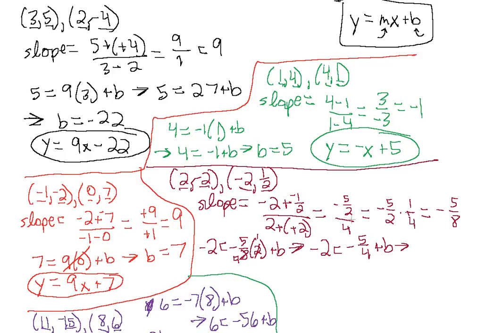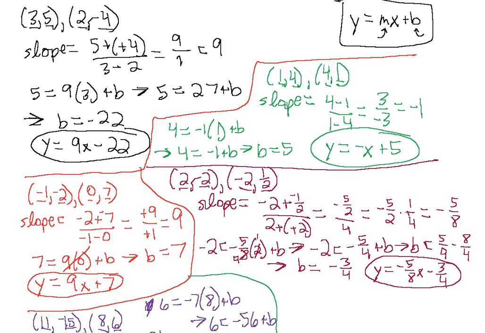We can add 5/4 to both sides, which gives us b equals 5/4 minus 2. Let's go ahead and convert this to minus 8/4, so we have a common denominator that we can subtract. And this will give us b equals minus 3/4. So now we have our slope and our b value. They're a little messy because they're both fractions, but we need to get used to this anyways. We have y equals minus 5/8 as our slope times x, and our b value is minus 3/4. And that's our equation in slope-intercept form.